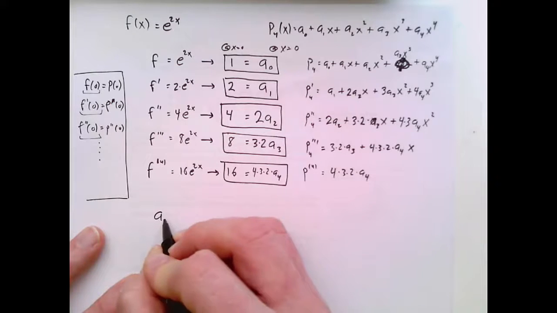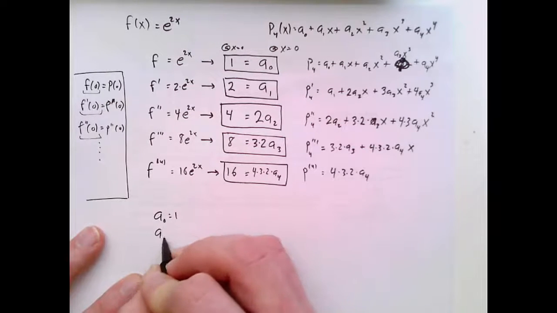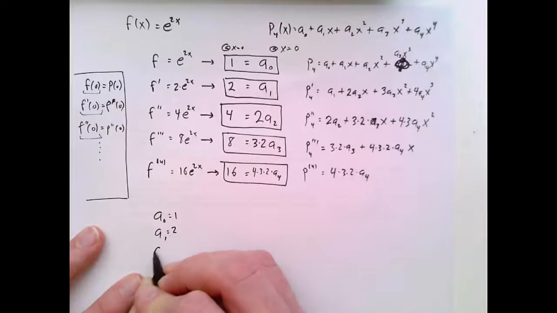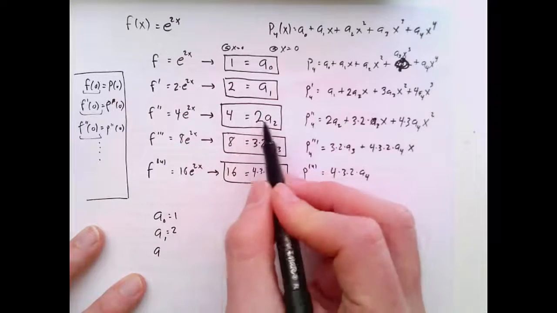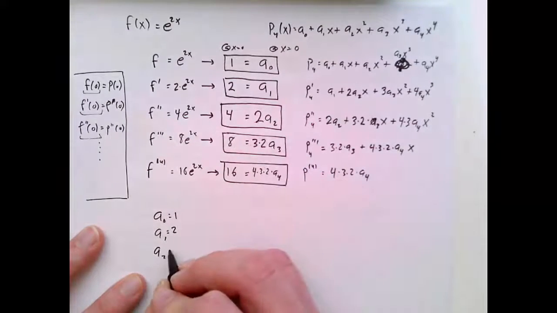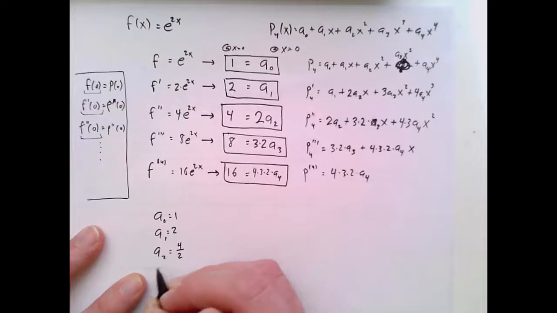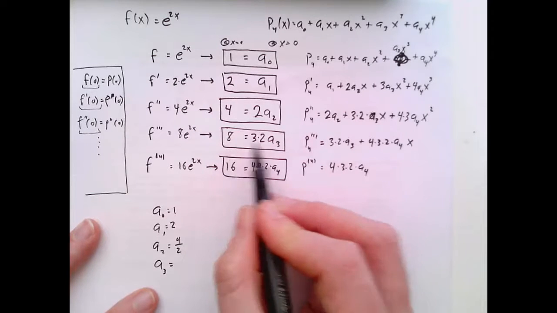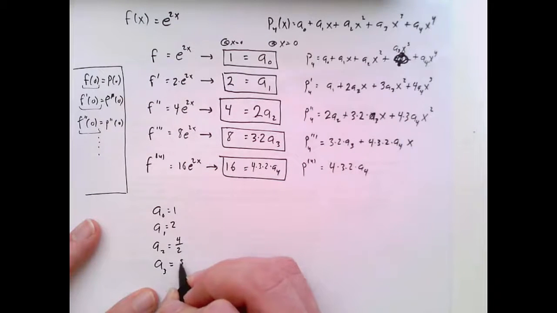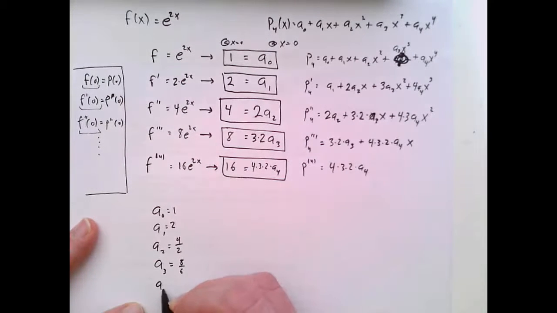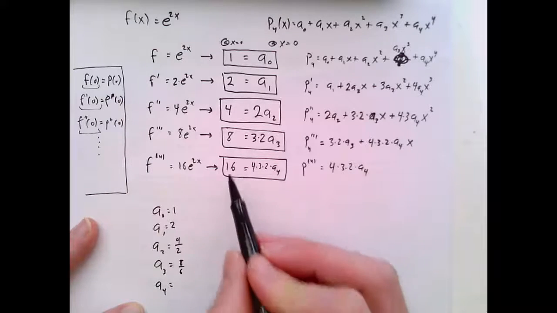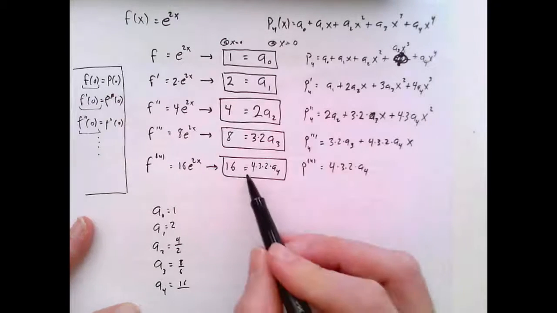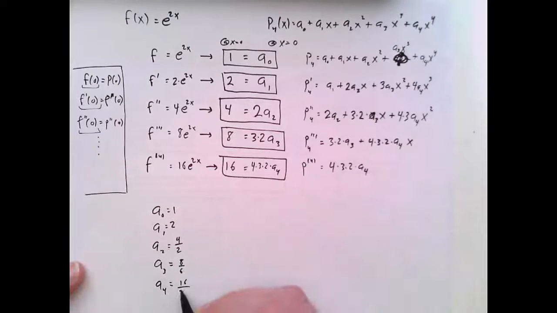I've got that a sub 0 equals 1, a sub 1 is 2, a sub 2, I'll just divide both sides by 2, so I've got 4 over 2. A sub 3, I'll divide 8 by 3 times 2, so 8 divided by 6. A sub 4, I've got 16 divided by this, which is 12 times 2 is 24.